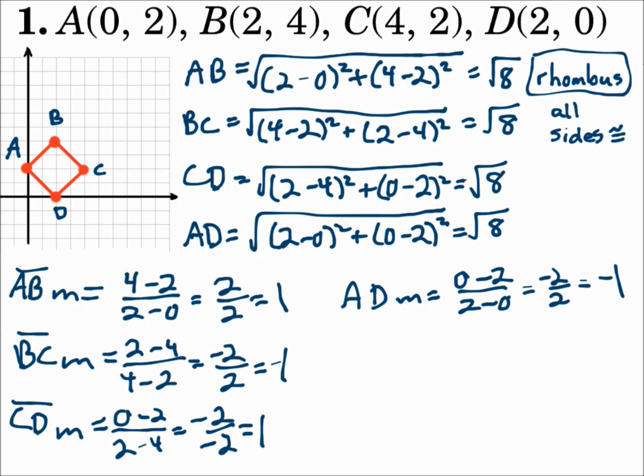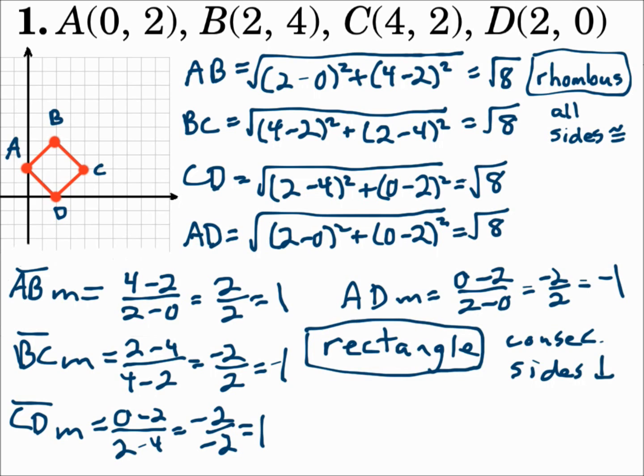When you find the slope of each side, consecutive sides have slopes that are negative reciprocals, which means that we have 4 right angles. And if we have 4 right angles, then the shape is a rectangle. And since it's a rhombus and a rectangle, then this shape is also a square.